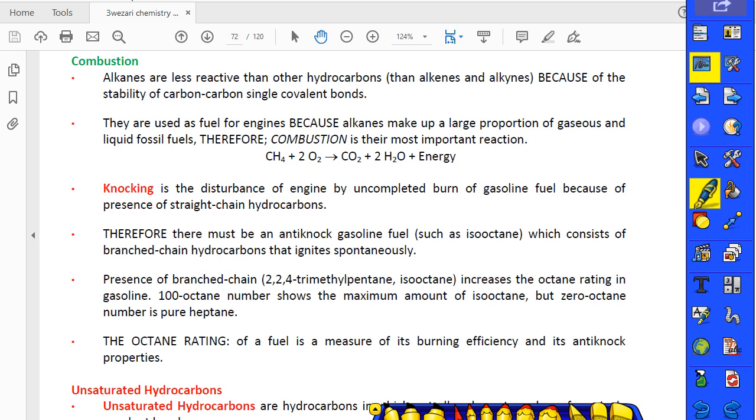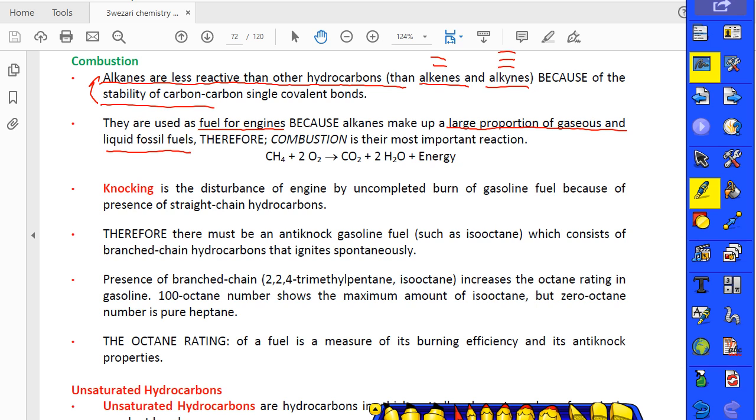But alkane and the other hydrocarbons have different properties for burning. Alkanes are less reactive than alkenes and alkynes, because in those there's a double bond or a triple bond. They're unsaturated and alkane is saturated. If it's saturated, it cannot burn as easily, so the stability of alkane is greater than alkene and alkyne. Because of that, they cannot easily burn. But they are used as fuel for engines. We can use benzene and the alkanes, and alkanes make up a large proportion of gases and liquid fuels, but alkane alone is not enough.